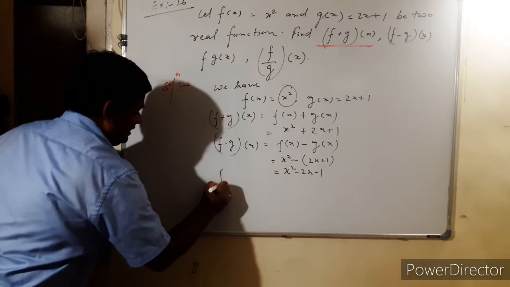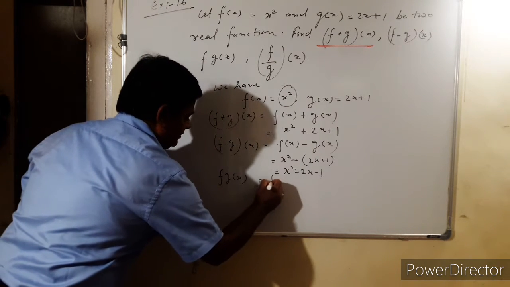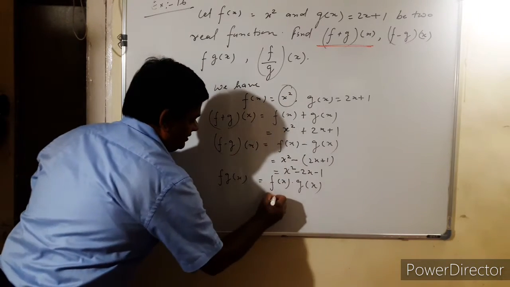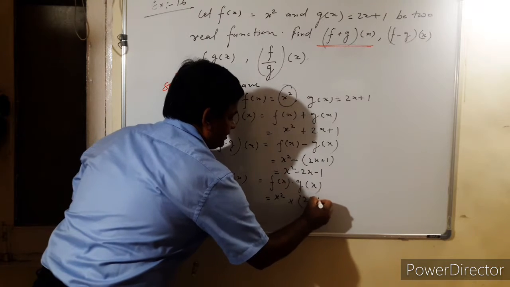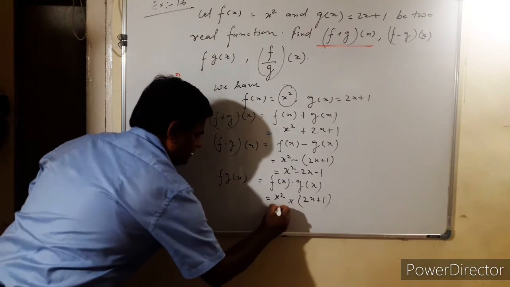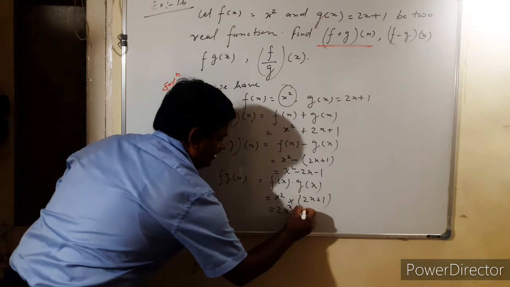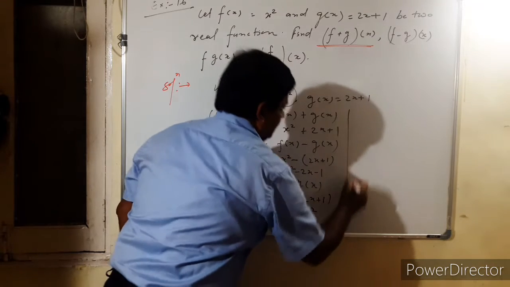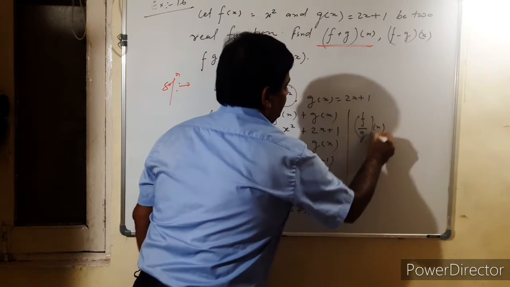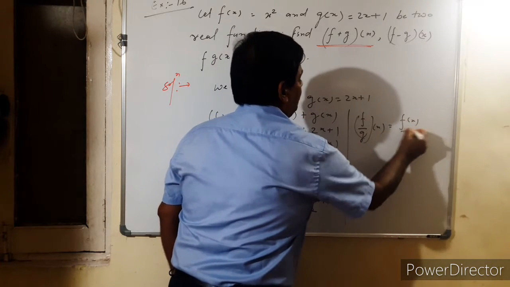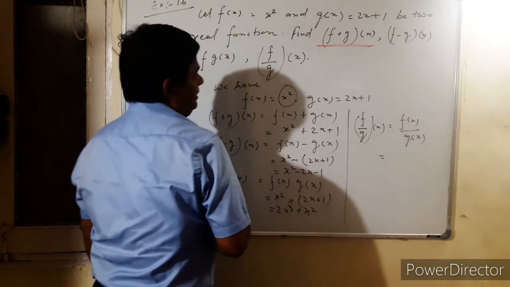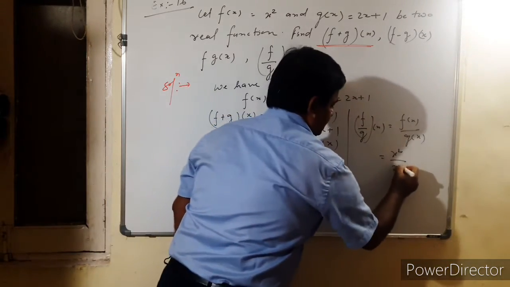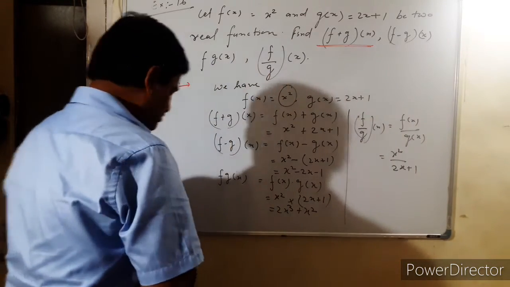Now you have to find (fg)(x). As I just discussed, we can write f(x) into g(x). f(x) is x square and g(x) is 2x plus 1. Multiply x square by 2x, so 2x cube plus x square. You got (fg)(x). Now find (f by g)(x). We can write this as f(x) over g(x), x square over 2x plus 1. So this is the solution.